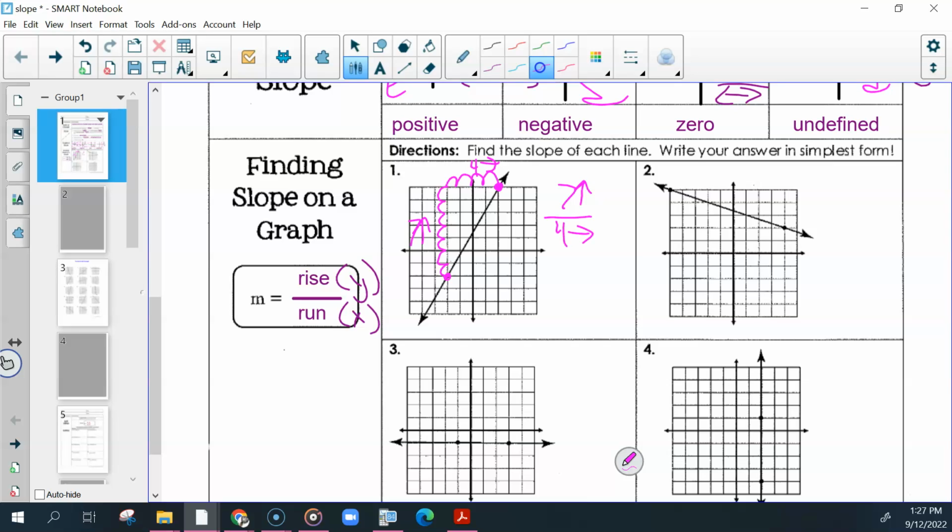So if we have a positive, I gotta stop doing that. If we have an up and a right, that would give us a positive. Make sure somewhere on there you say m equals, so you know this is my slope.